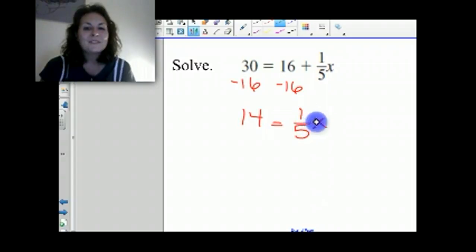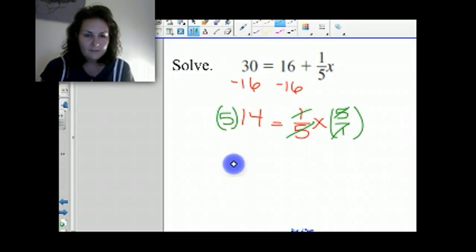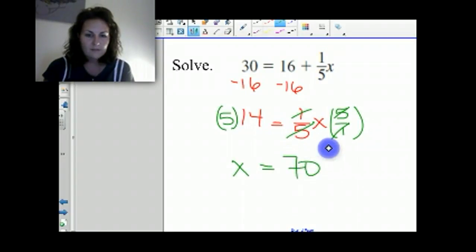Now that's 1/5 times x, so multiply both sides by 5 over 1, which is the same as just 5. My 5's cancel and my 1's cancel. I'm left with x. X equals 5 times 14 is 70.